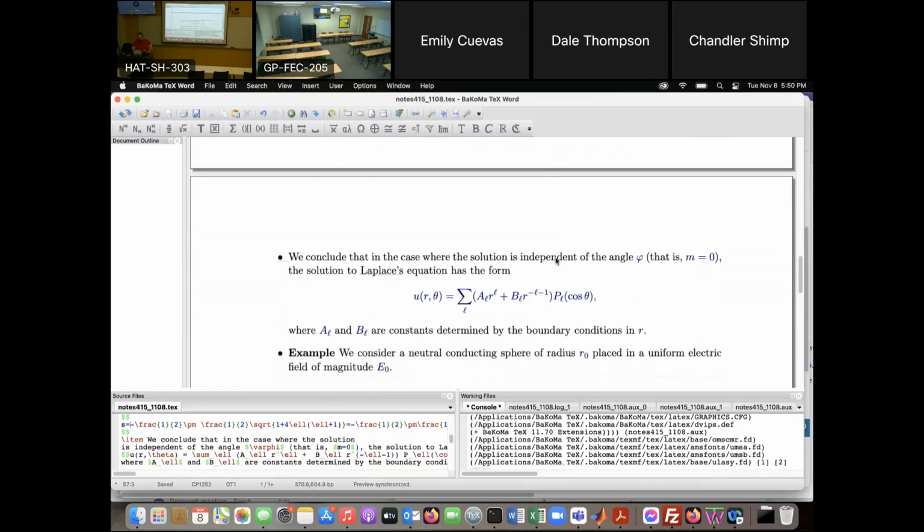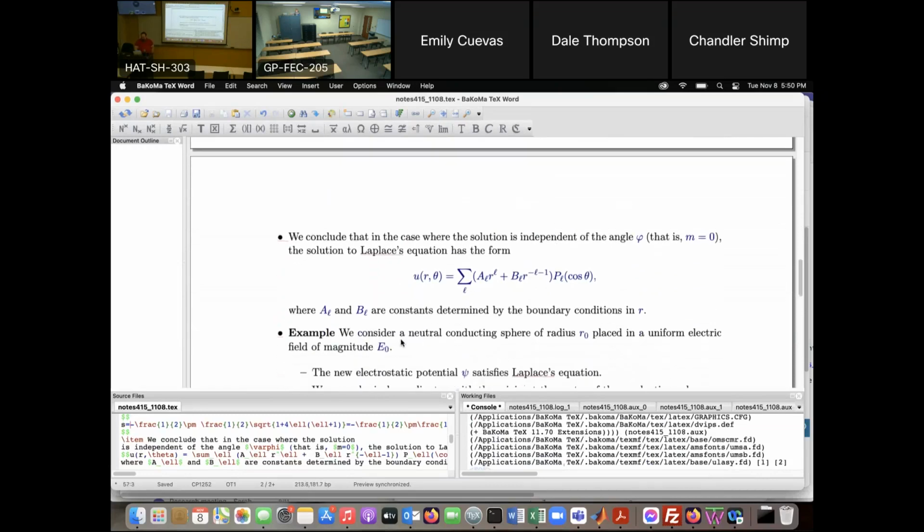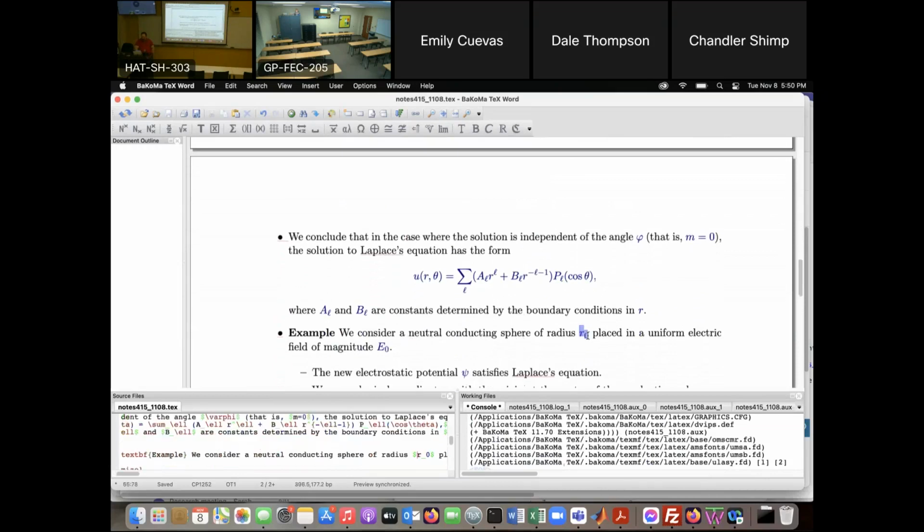All right. So now let's consider the specific problem. So we have a neutral conducting sphere, R0 is the radius, and it's placed in a uniform electric field, and E naught is the magnitude of that field. So when you do that, the electrostatic potential, which is psi, is the solution to the Laplace equation. So that's the PDE that we've been dealing with.